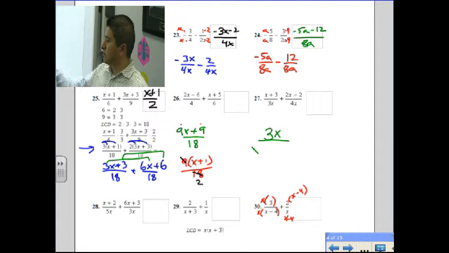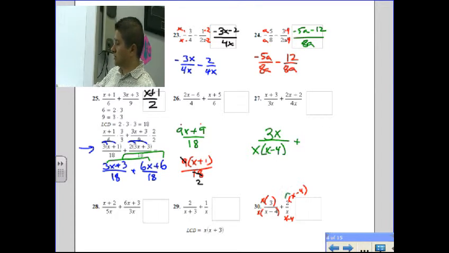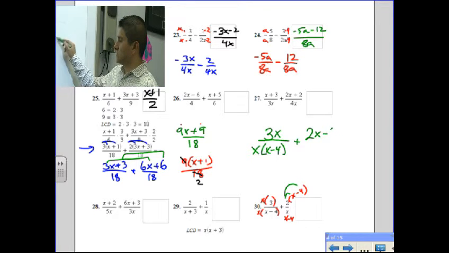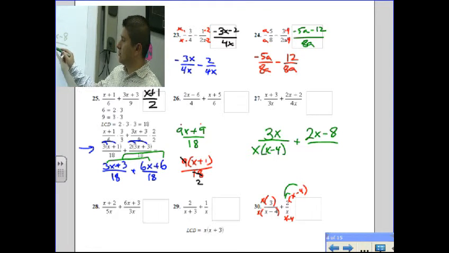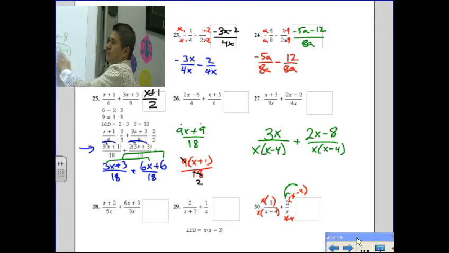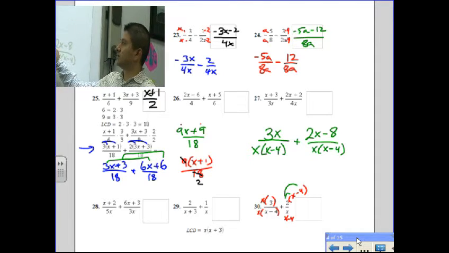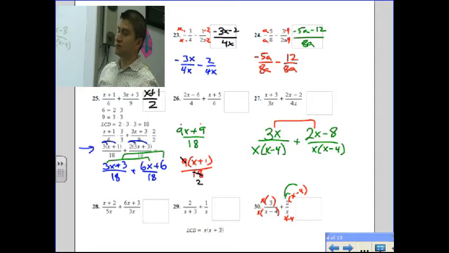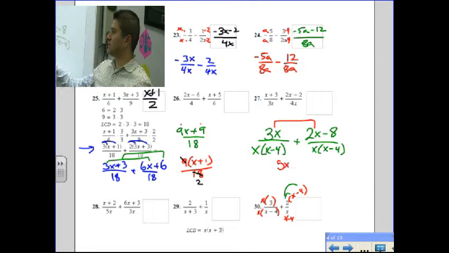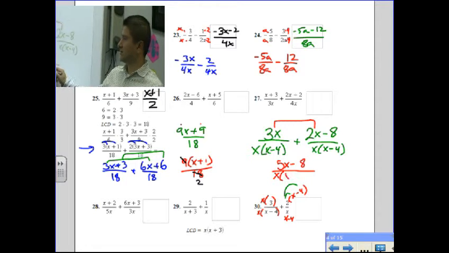Okay? So then, on top here, I'm going to get a 3x. I'll put it up here. And on the bottom, I get an x and an x minus 4. On the right-hand side, go ahead and distribute, I get a 2x minus 8 over x and x minus 4. The denominator is the same. These are the same. So I go ahead and now combine the numerator. So that'll be 5x minus 8. And on the bottom, that stays the same.